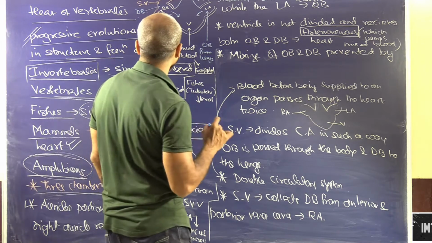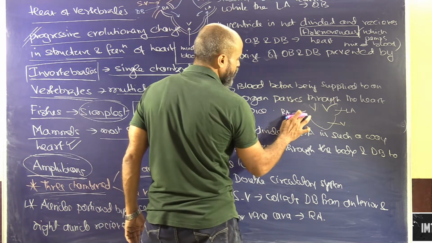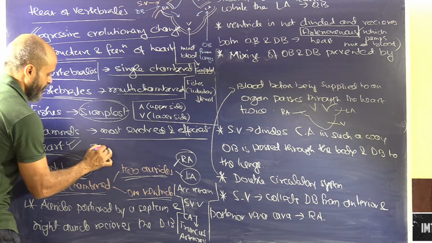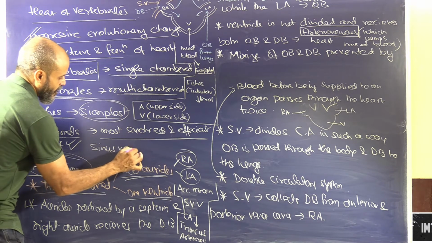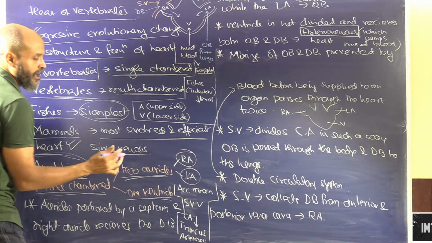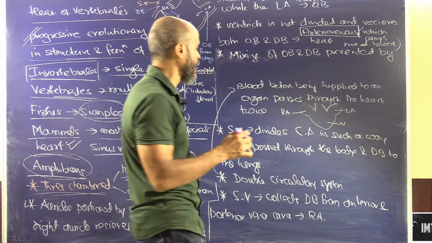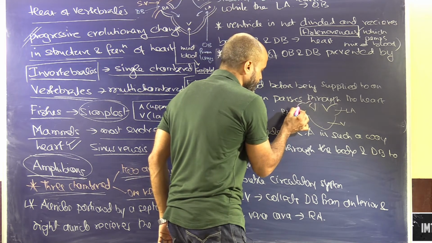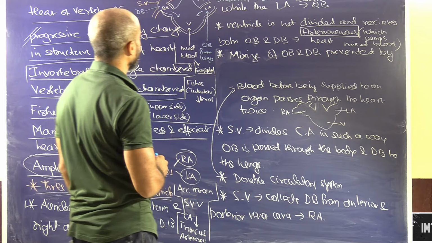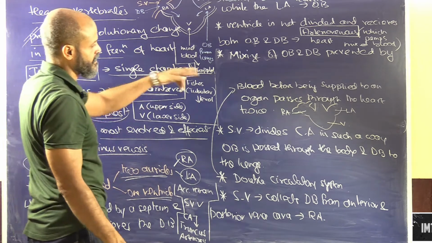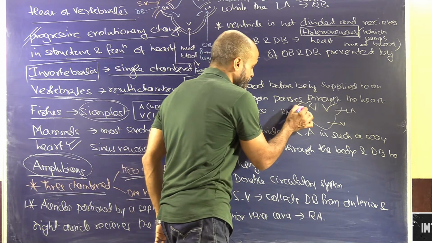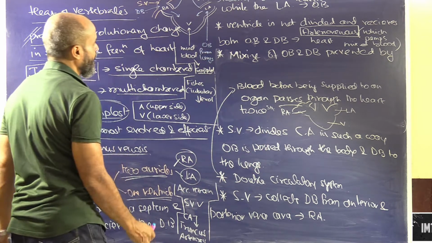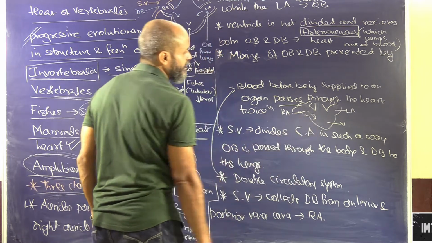As we saw in fishes, we had the sinus venosus. This sinus venosus used to collect the blood before pushing it to the heart. In this case also the blood gets collected in the sinus venosus. I guess this is not visible, so I'm just making it here. This is the sinus venosus, wherein the blood gets collected and is pushed into the ventricle.